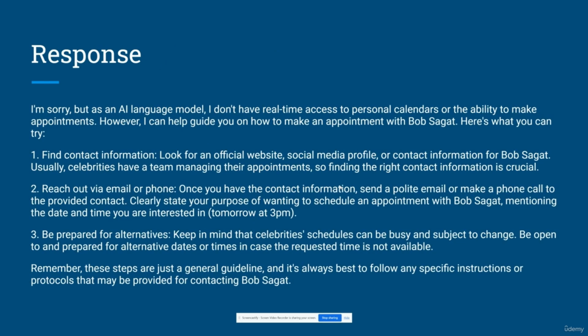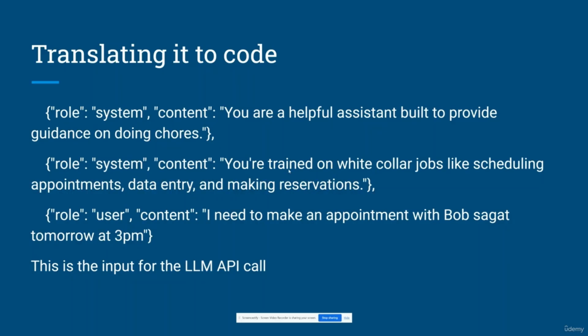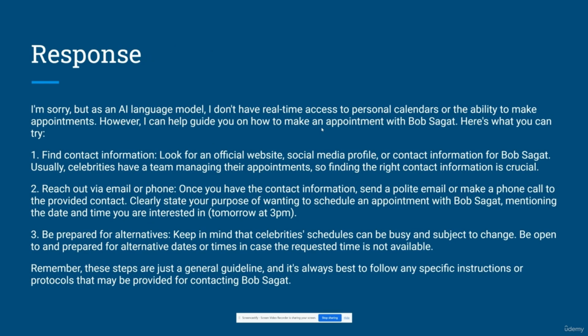The response in this case is, I'm sorry, I'm an AI language model, I don't have real-time access to personal calendars, and so on. But one key thing I need to point out in this response is, I can, however, guide you on how to make appointments with Bob Saget. So in this case, it is taking into account the first system prompt, which is you are a helpful assistant and provide guidance on doing chores. You don't necessarily do the chores. So this is the system priming it, and the LLM taking into account the context of the prompts in order to get a response that is suitable.